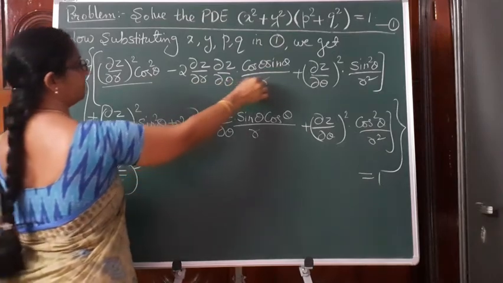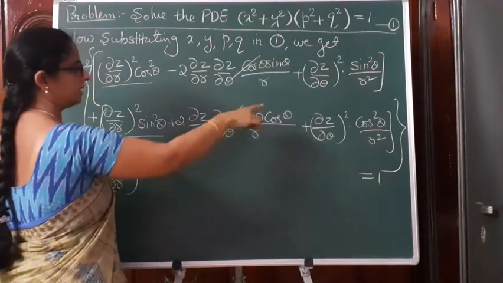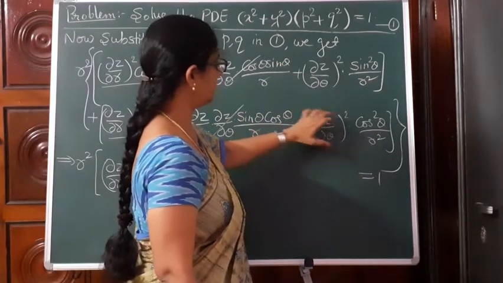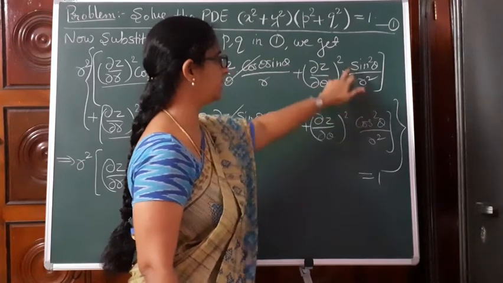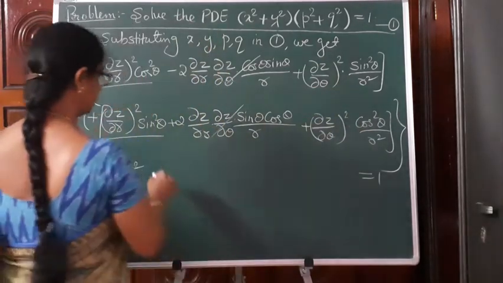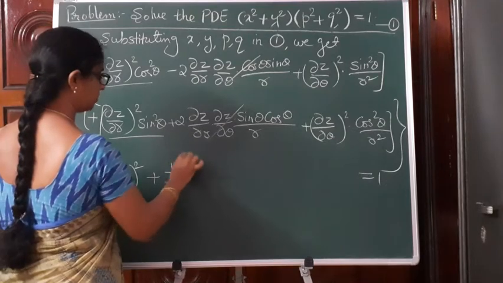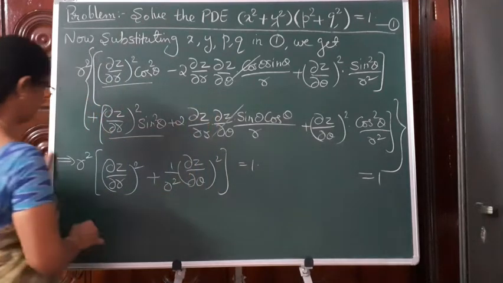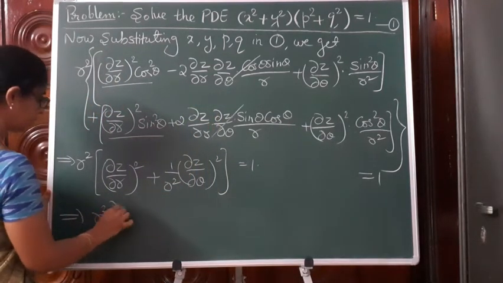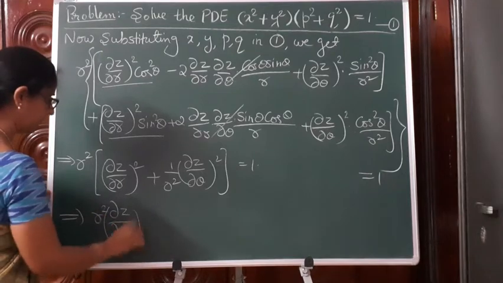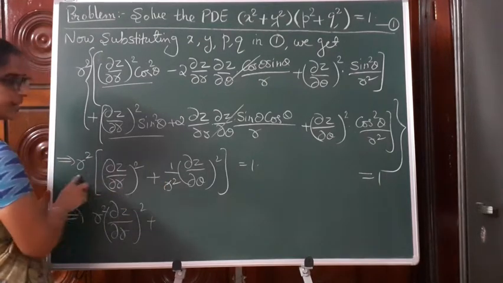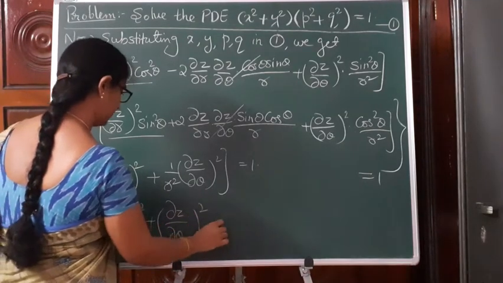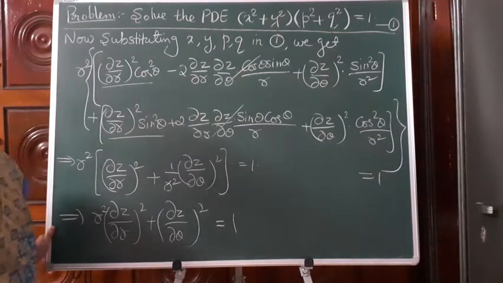Minus 2 dou z by dou r, dou z by dou theta, cos theta, sin theta by r plus 2 times cancels. And here also we have dou z by dou theta by r square common, and we have sin square theta plus cos square theta is 1. So here we have 1 by r square times dou z by dou theta whole square is equal to 1. That is r square into dou z by dou r whole square plus, r square gets cancelled here, dou z by dou theta whole square is equal to 1. This is how we have reduced it now.